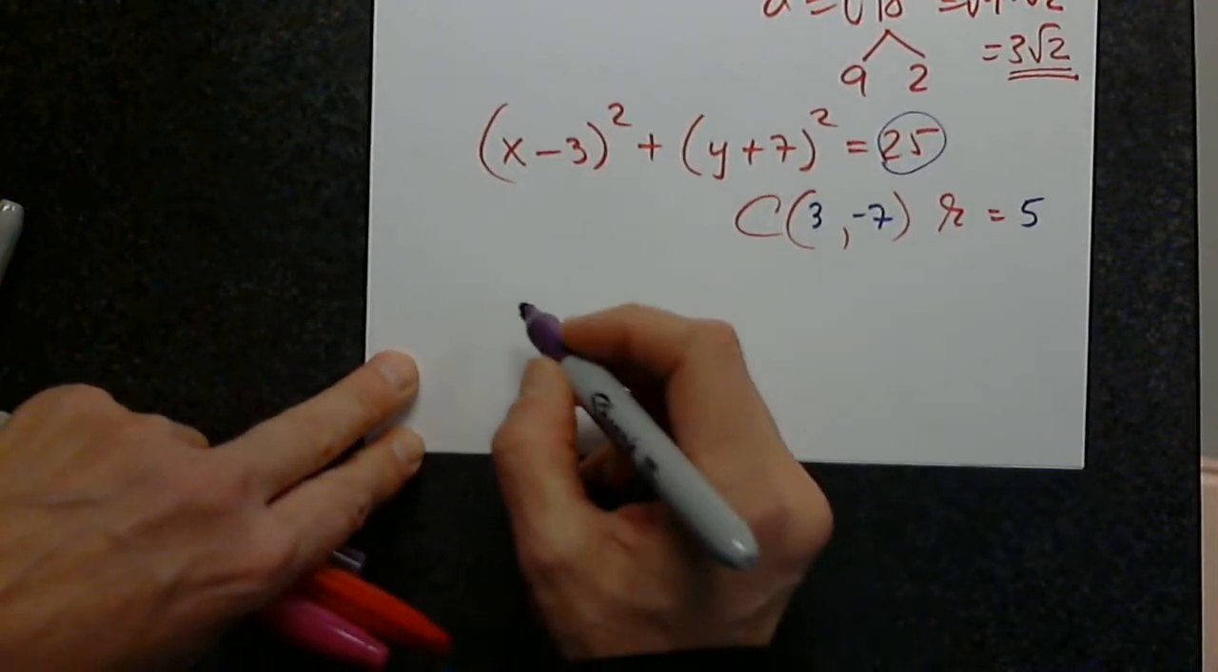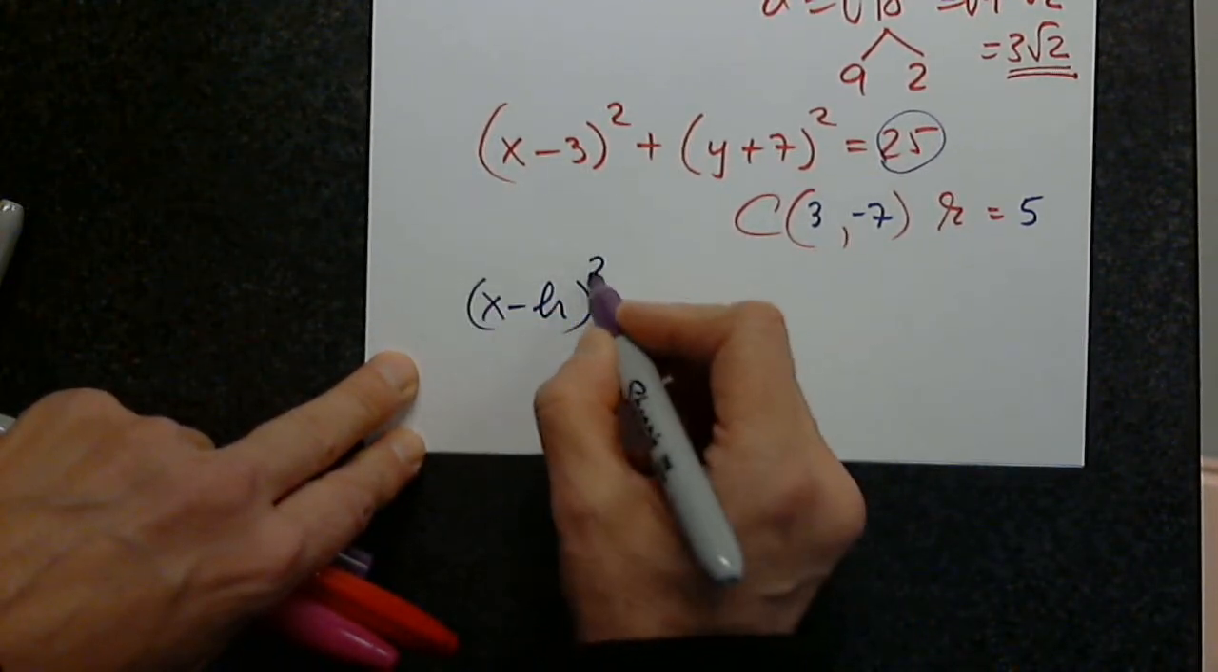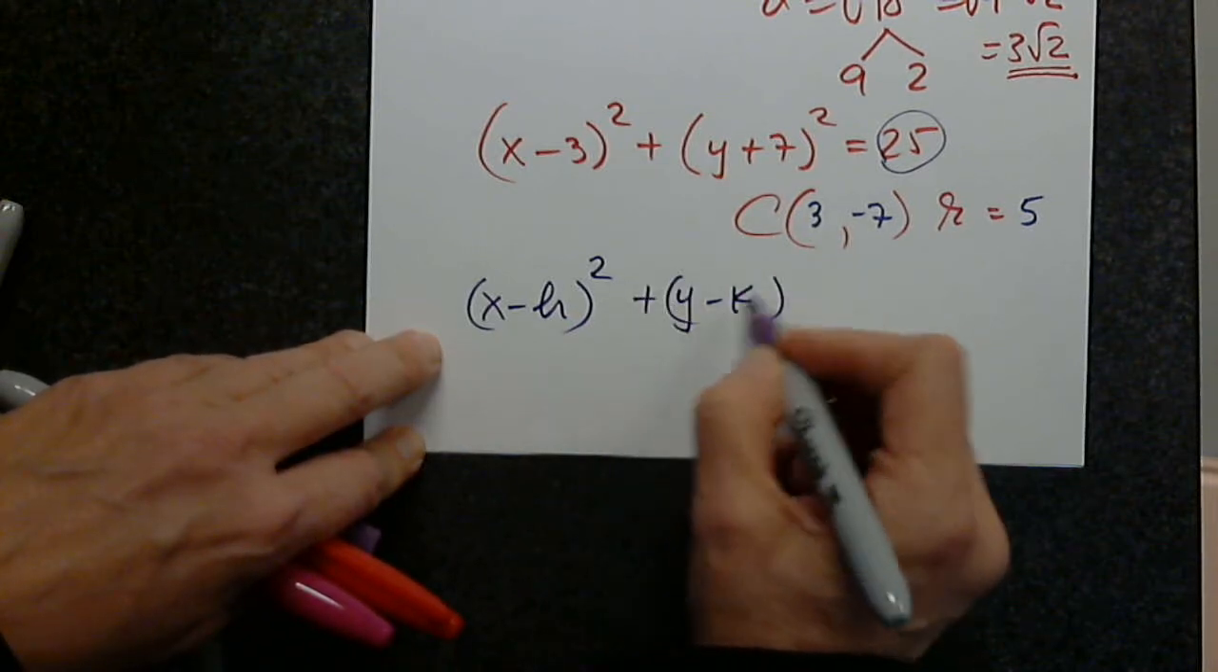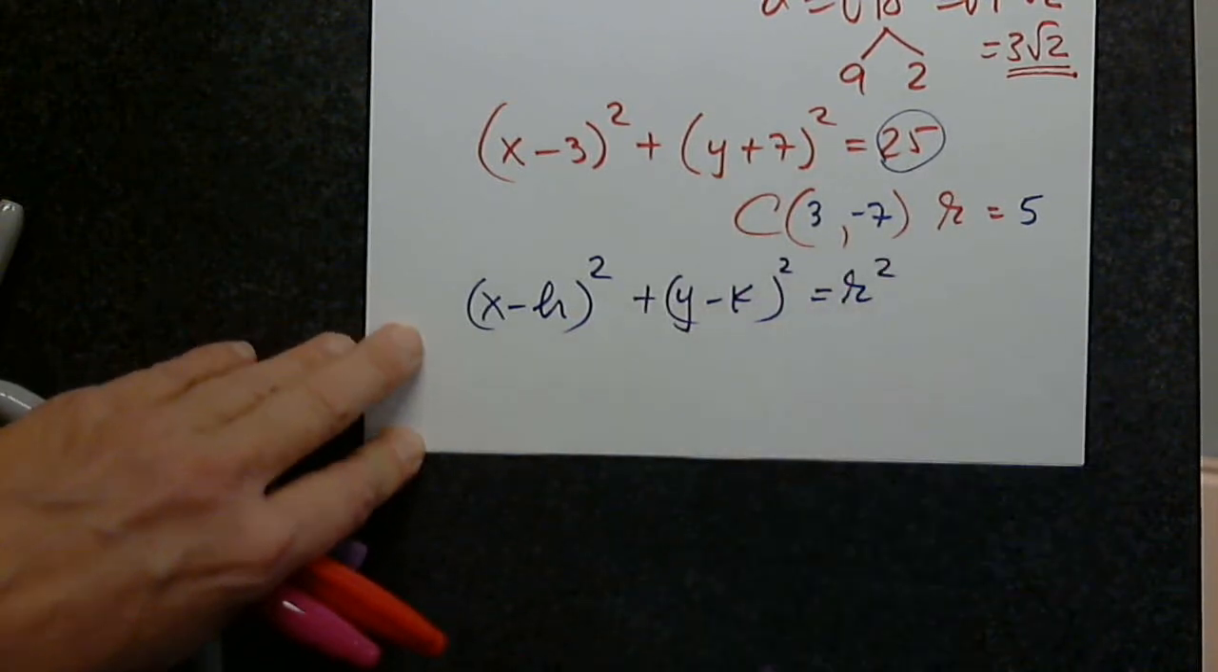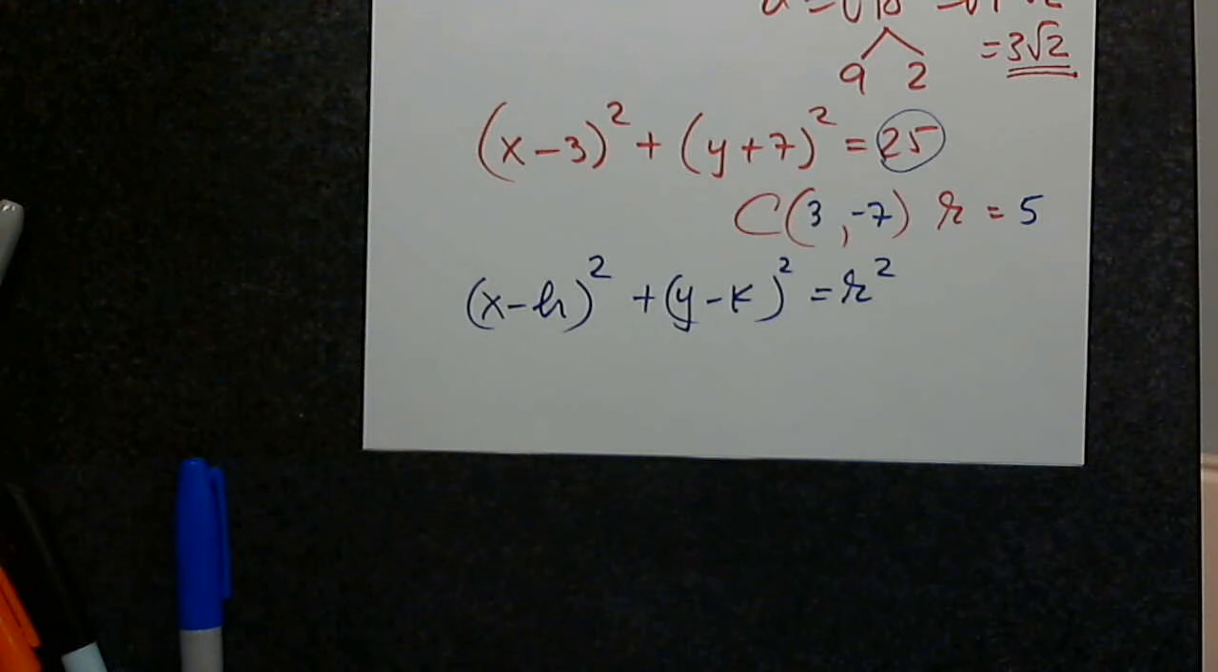The formula for the equation of a circle is x minus h squared plus y minus k squared equals the radius squared. So the center is 3 to the right and down 7. There's your center, and then you go out equally 5 in each direction.